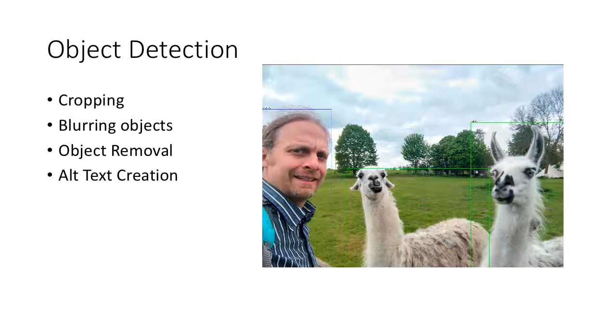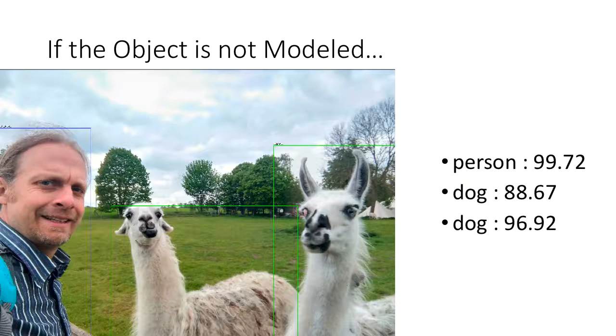So in this case, this is a picture of me and a couple of llamas. And it would say, alt, a person and two dogs. And of course, the problem here is that this library was not trained to identify llamas, which is sad. It's really, really sure that these are dogs. Like 88 and 96% sure that they're dogs. They're not dogs, they're llamas.